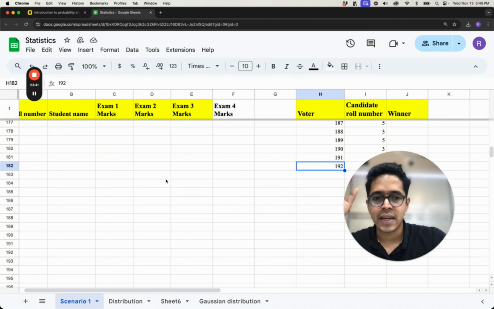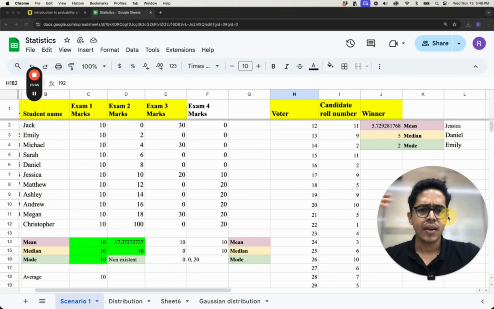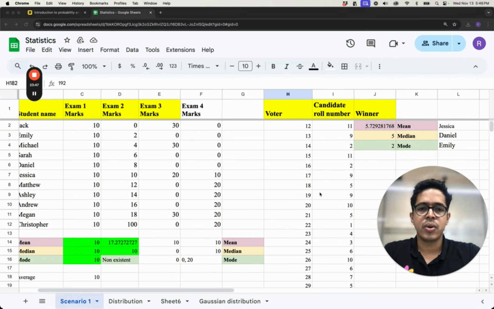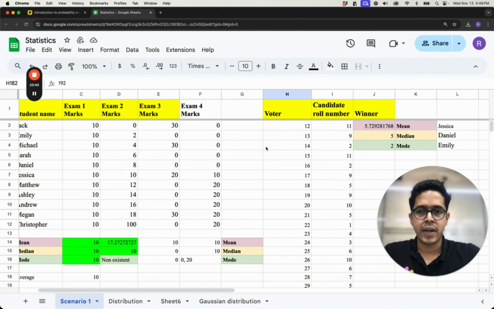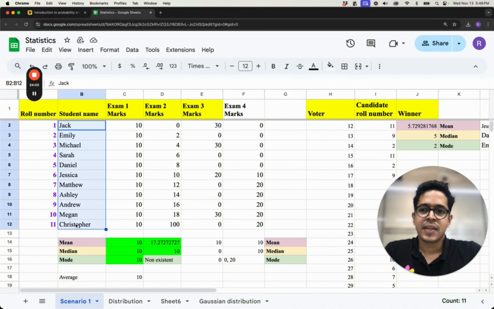Let's say the school has 181 students, and what the students are doing is they are voting. Actually, there are 200 students, or something, whatever. There are many students in the school, and they are trying to vote for who should be, let's say, the school leader. And the voting is based on roll number.